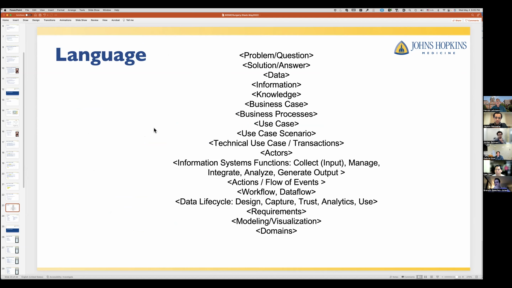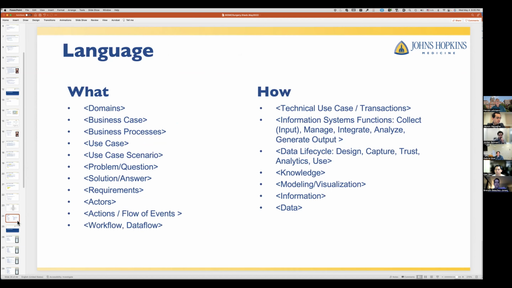Here's language that we see come up all the time, and this is an example of the word salad that people throw at you. Where do you put these words? How do you organize it? At the minimum, there are what concepts and how concepts. That's step one: is it a what or is it a how?